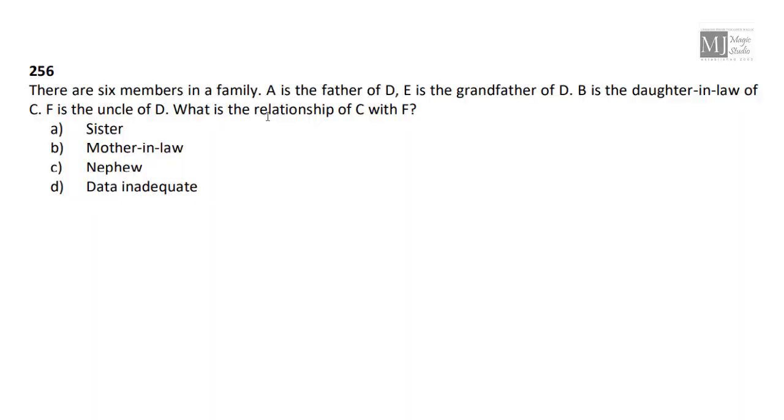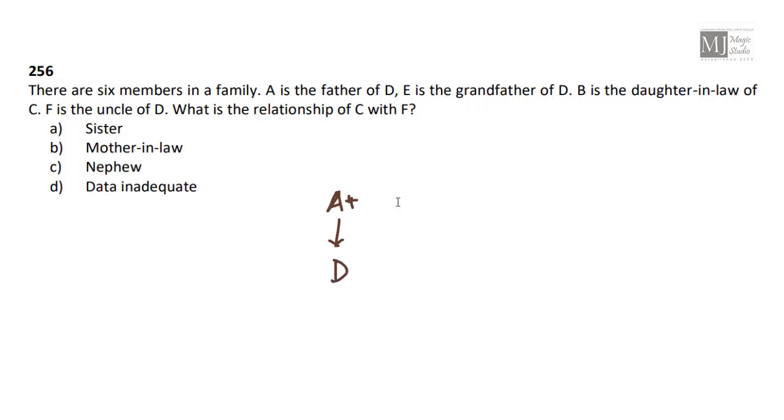There are 6 members in a family. A is the father of D. A is male. For male, I am putting a plus sign, and is father of D.